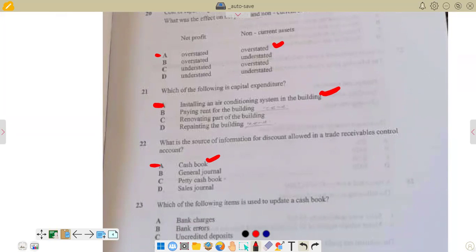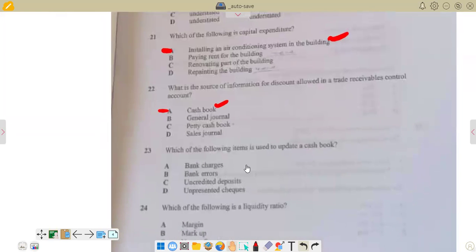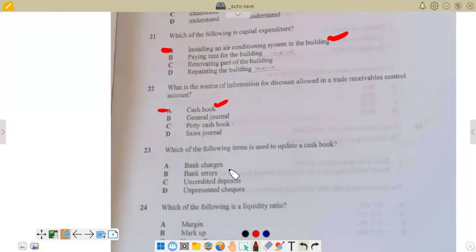We can move on to the next one. Which of the following items is used to update the cash book? Remember, the items that are used to update the cash book are items that we find on the bank statement that were not accounted for at that point in time in the cash book. If you go through the responses, you see that bank charges is clear and most appropriate there. Those bank charges are only adjusted in the bank statement, and you can only come to know them when we get hold of the bank statement. So A is most appropriate there.